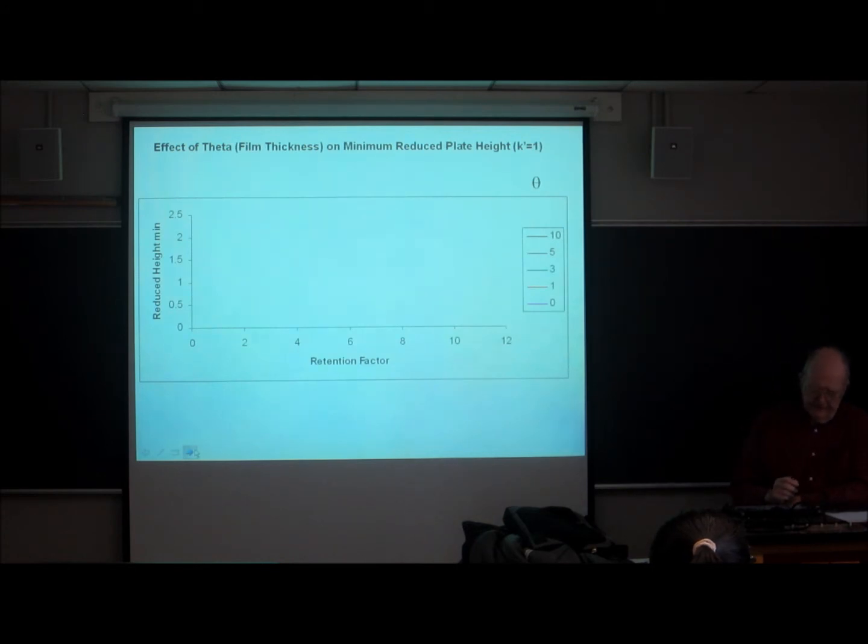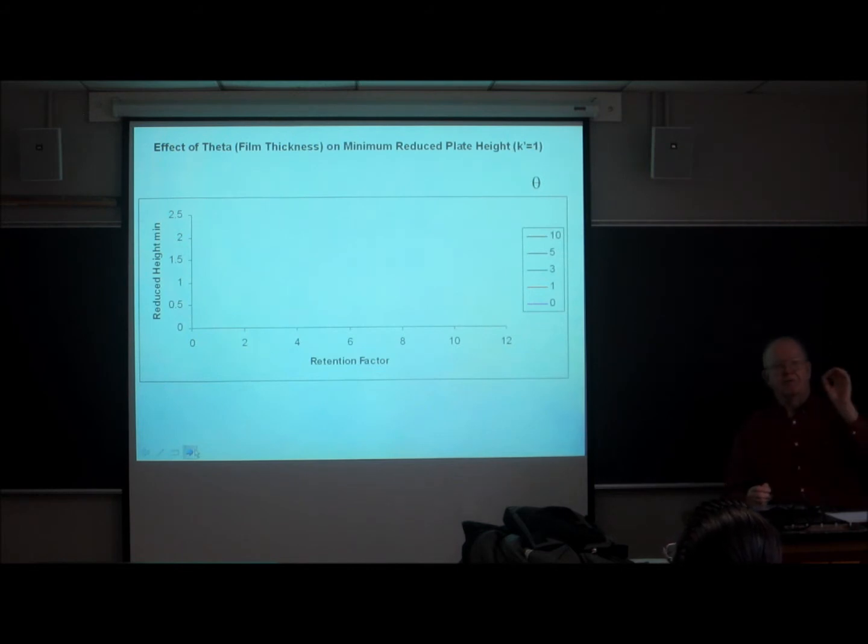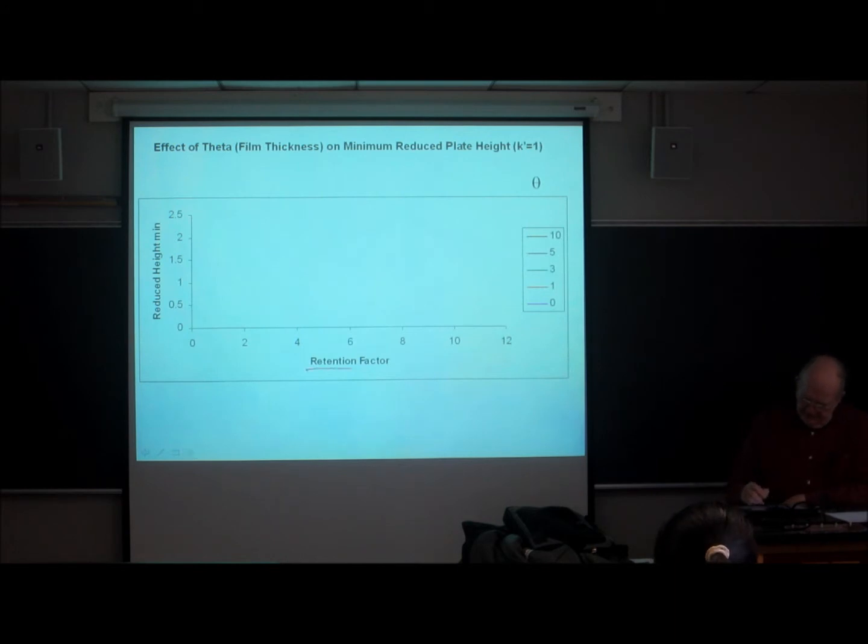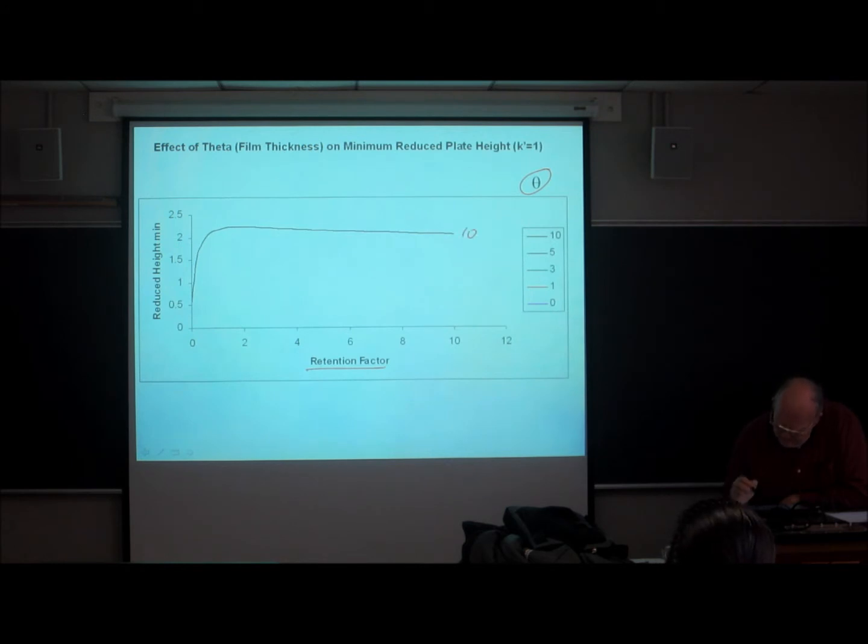The next thing I want to look at is our reduced plate height at the minimum in the Van Deemter curve, and then look at the reduced velocity at the optimum velocity. And we're going to look at it versus retention factor and as a function of the dimensionless, the reduced film thickness. So there's the curve, reduced plate height versus retention factor for a rather thick film. Theta is 10.